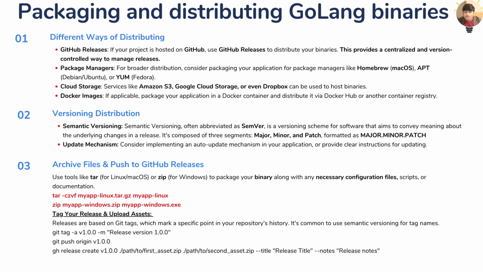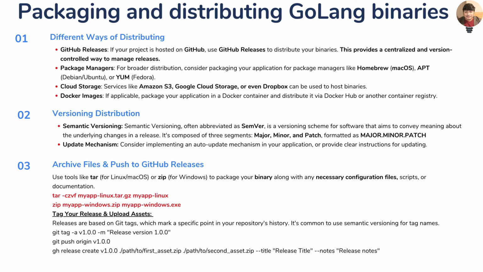Okay, now releases are actually based on GitHub tags, which mark a specific point in your repository's history, and it's common to use semantic versioning. Now by now you know what semantic versioning is, right? So use semantic versioning for tagging. Okay, for example, git tag -a v1.0.0 -m, just give the commit message, like the release version 1.0.0, and then git push origin, you have to push that particular tag.